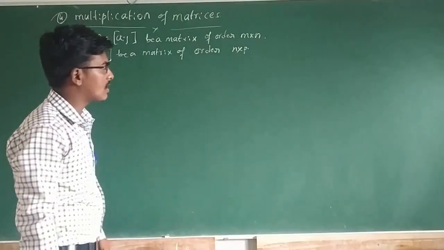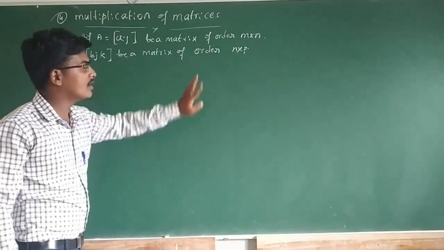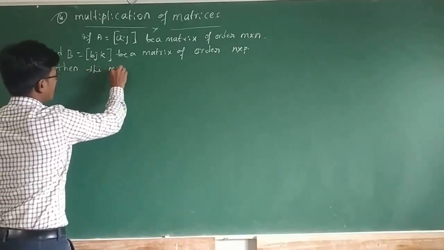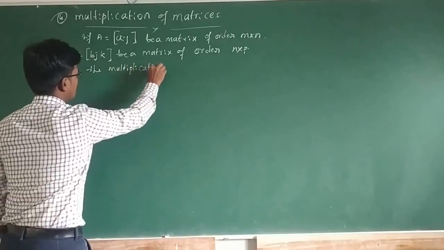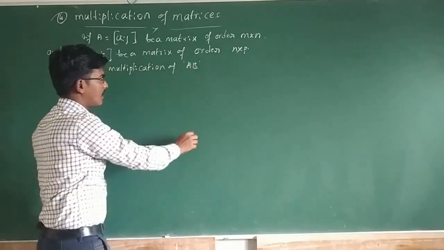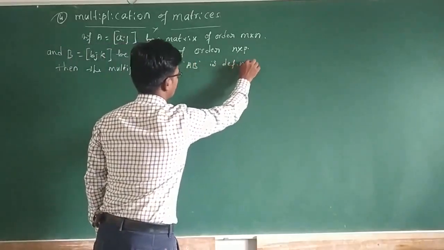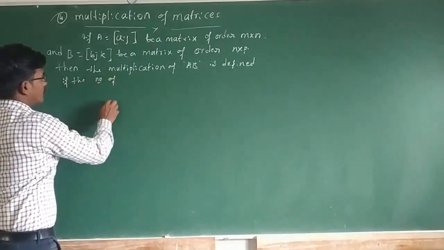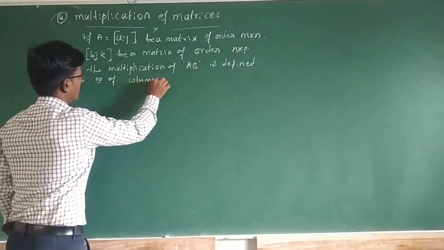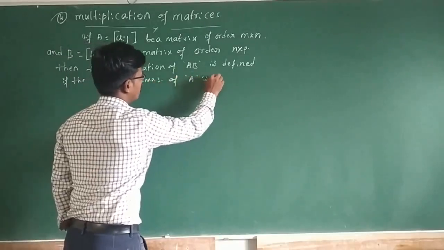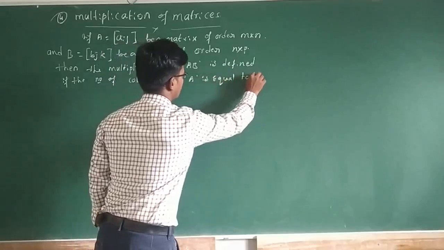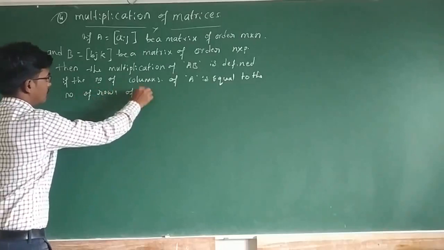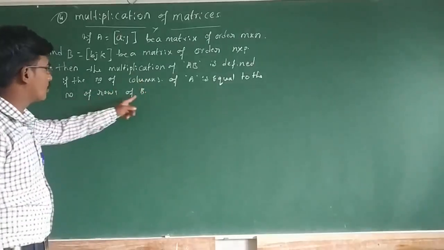If A is a matrix of order m by n, and B is a matrix of order n by p, then the multiplication of AB is defined if the number of columns of A is equal to the number of rows of B. Number of columns of A is equal to the number of rows of B.